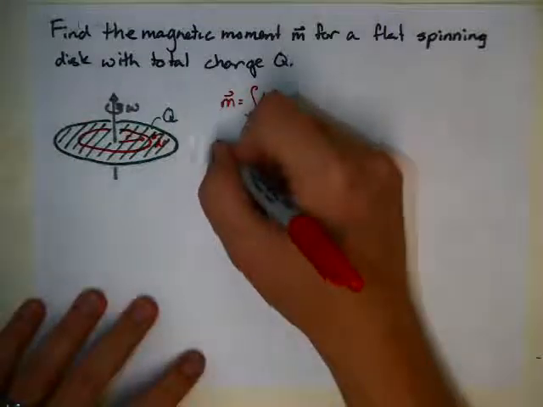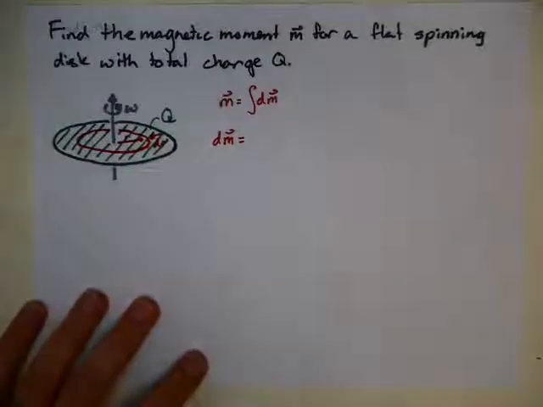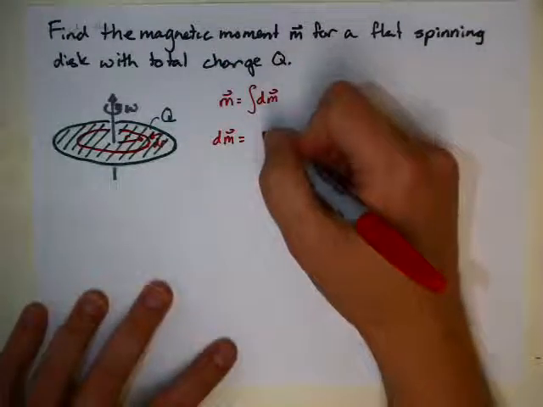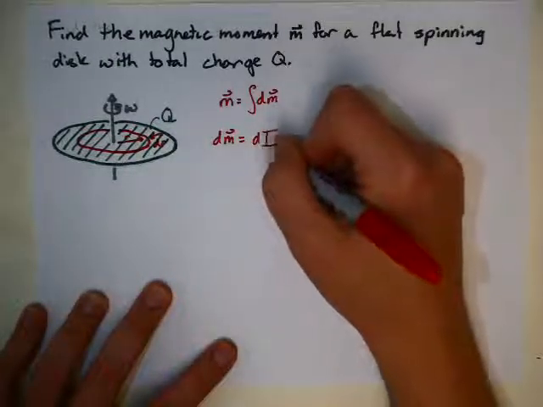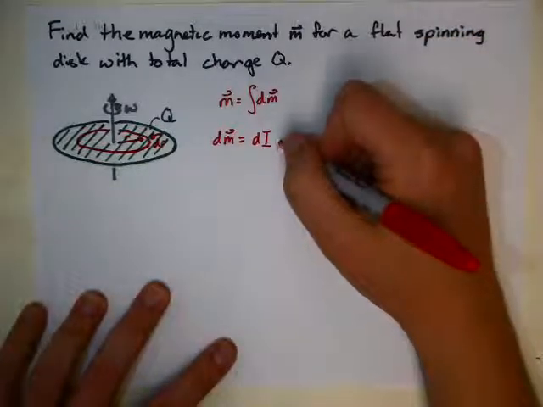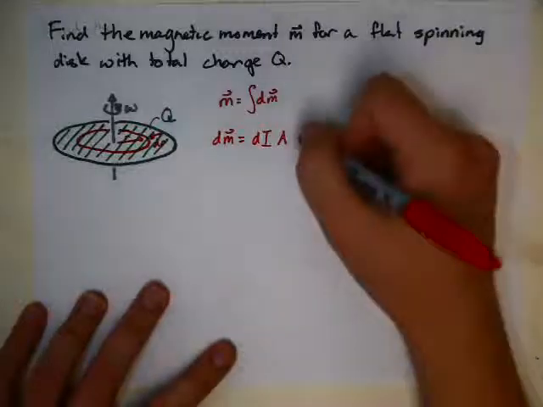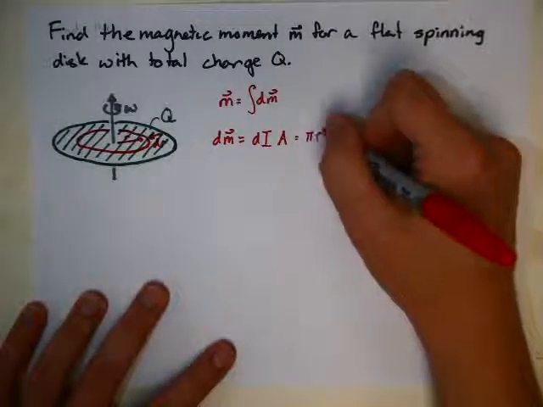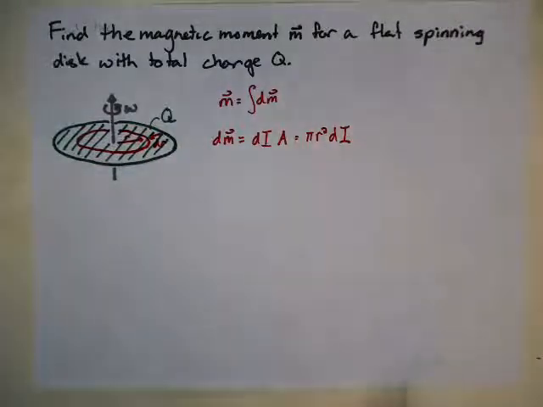Well, that's actually pretty easy. The magnetic moment for any closed loop is the current that flows through that loop. We're going to talk about a differential current this time, so dm equals di times the area of that loop. The area is not 2 pi r, it's pi r squared. So dm is pi r squared di. Now we need to figure out what the current going through here is.